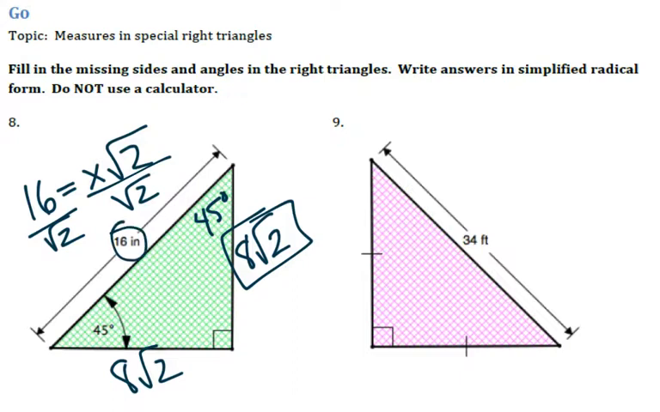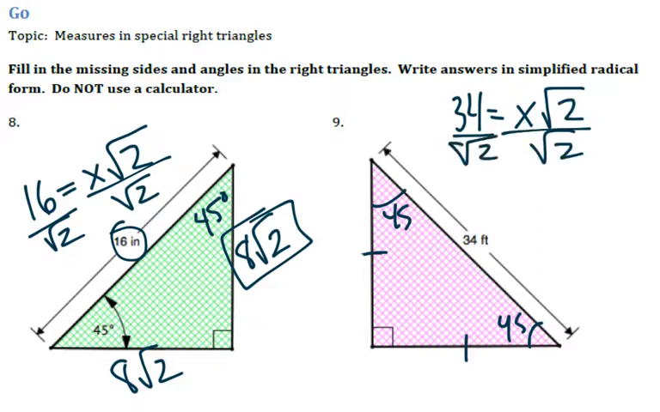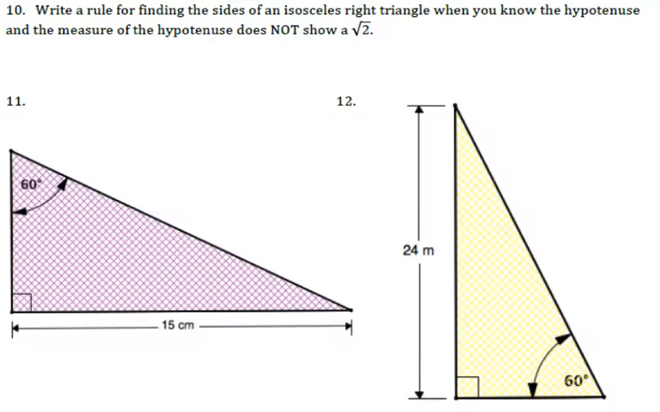Okay, same with number 9. Because these legs are equal, I know that these are both 45 degrees. So same idea. So 34 is equal to x square roots of 2. So we divide by the square root of 2, which we end up having to times by the square root of 2 over the square root of 2. Those become 2. 34 divided by 2 is 17, so we get 17 square roots of 2. Okay? So, write a rule for finding the sides of an isosceles right triangle: basically it's that hypotenuse times the square root of 2 over 2 is going to get us that information. That's kind of what we did.